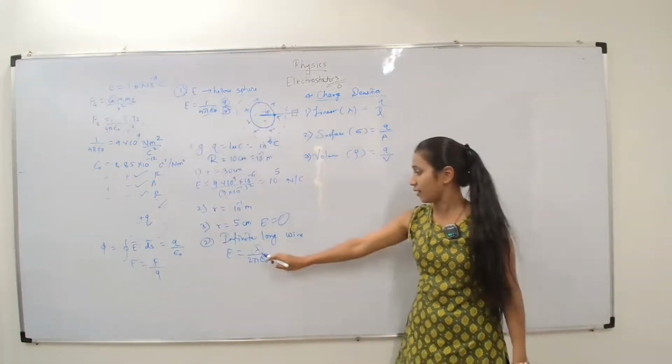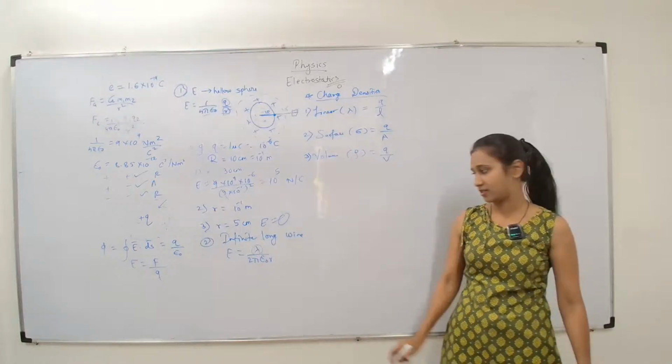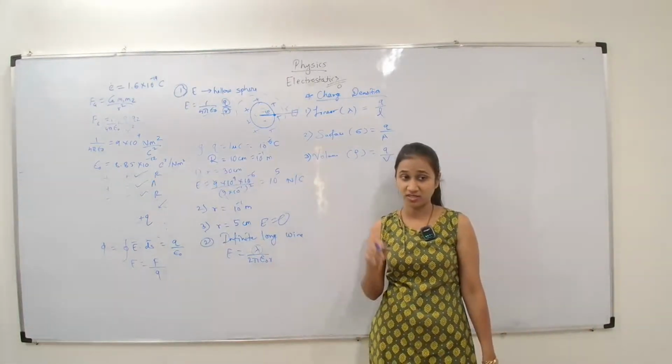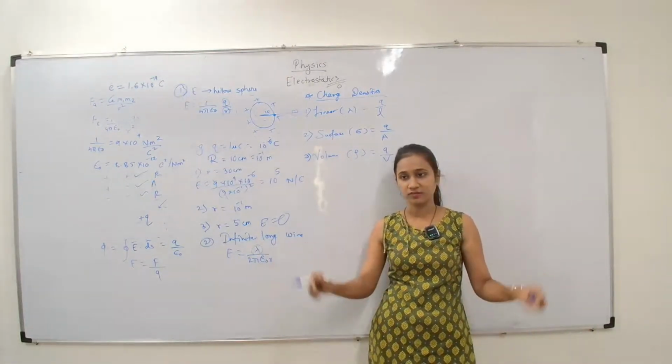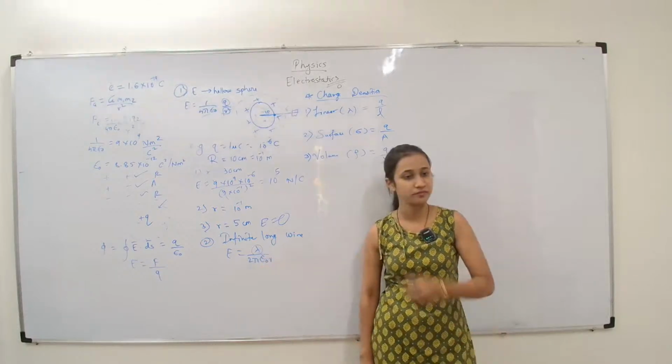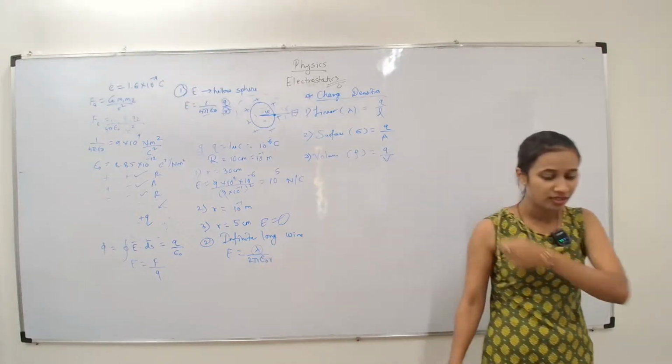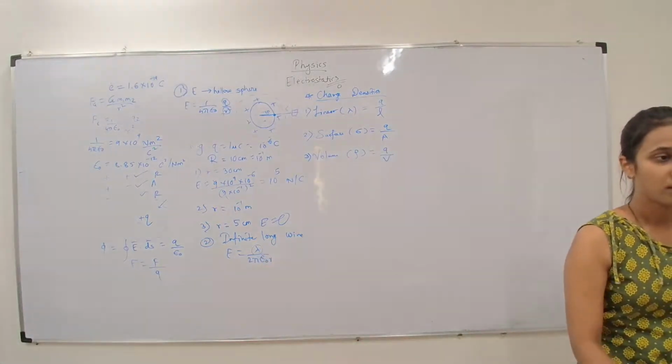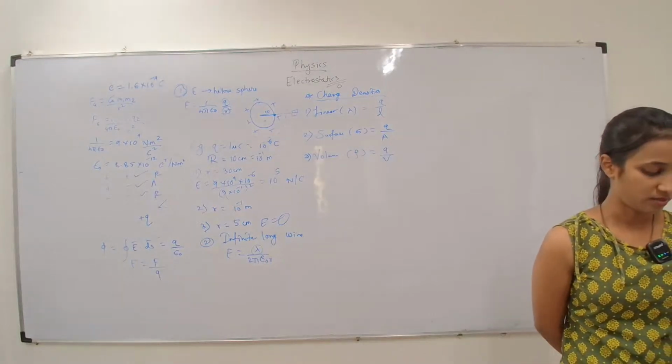Now what is the lambda? It is linear charge density. So if lambda is not given and the charges are given, and you know the length of the wire, then substitute Q upon L here. You can easily find out the electric field due to this infinitely long straight wire.